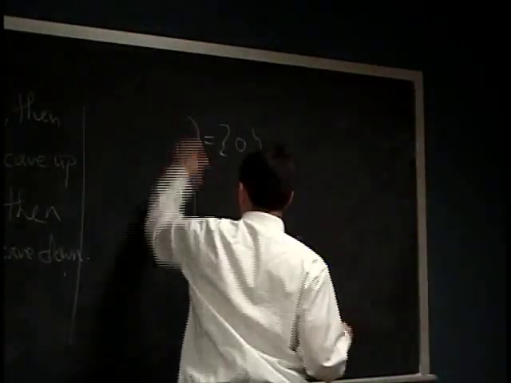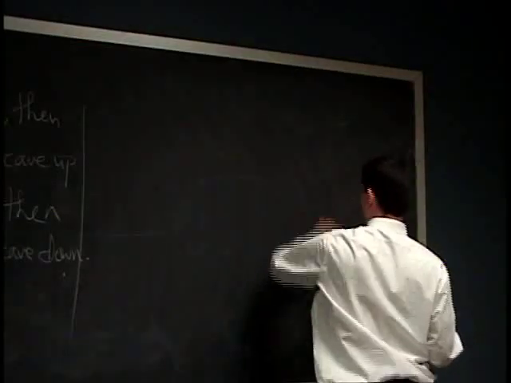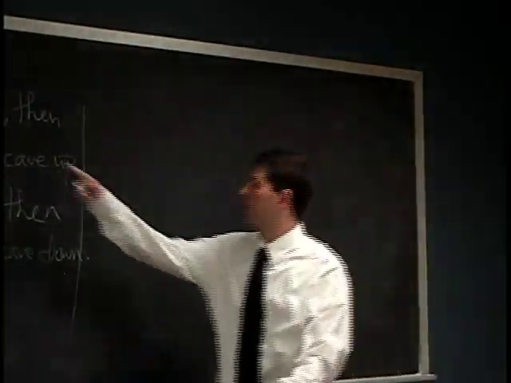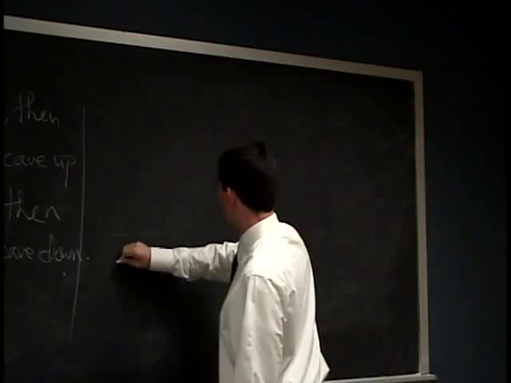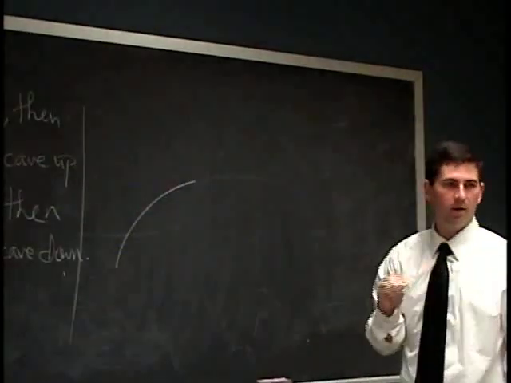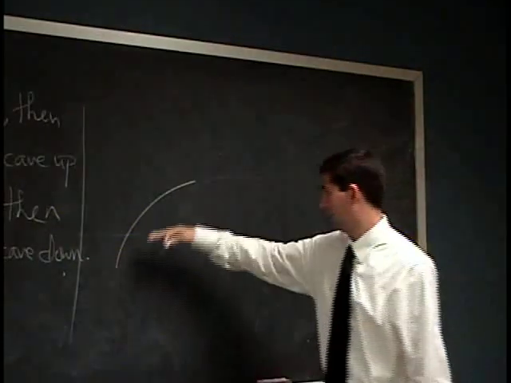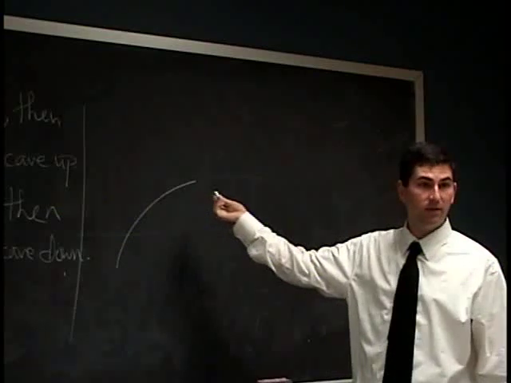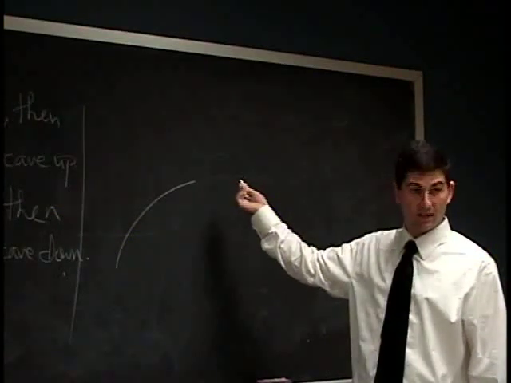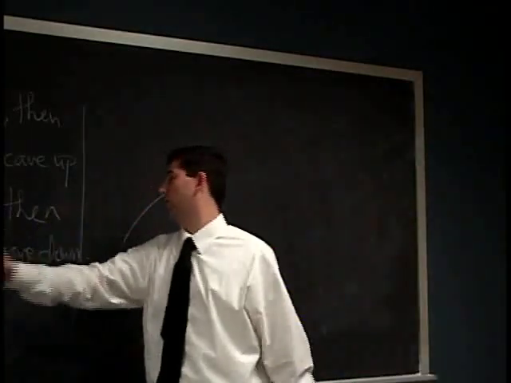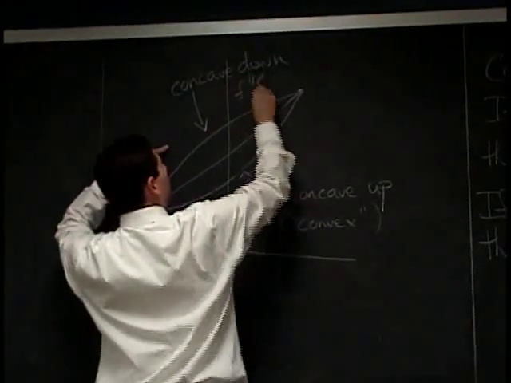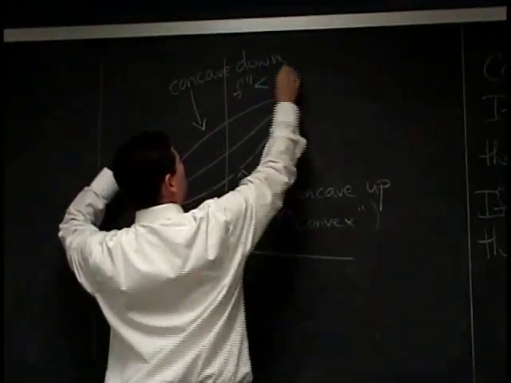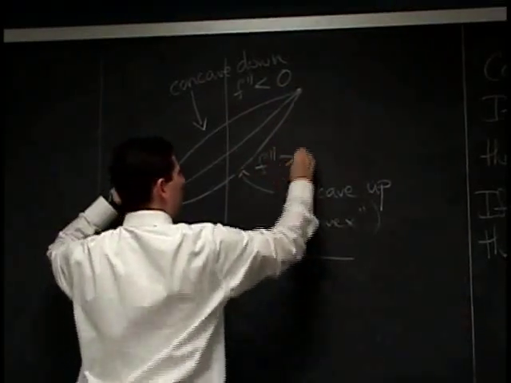Now, what happens when the concavity changes? Okay, let's say I'm going up. Now, is my graph concave up or concave down? Concave down, right? So it looks like a cave. Which means what about my second derivative? It's negative, right? If you have a negative second derivative, then the curve is concave down. So this over here, concave down, corresponded to the second derivative being negative. And this over here corresponded to the second derivative being positive.